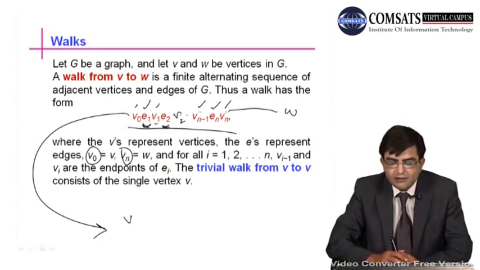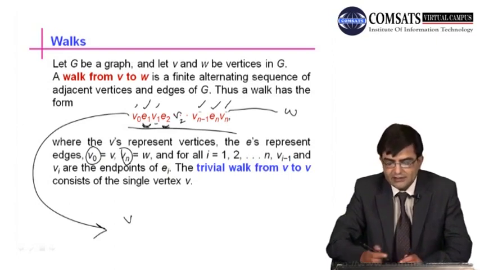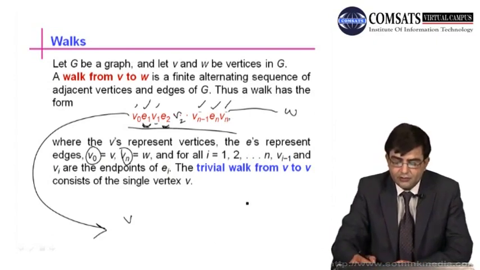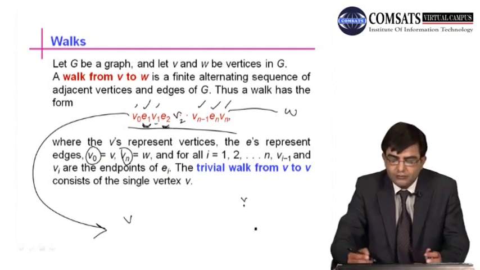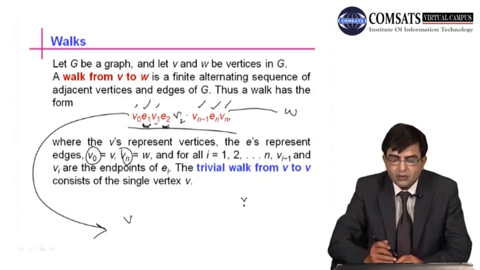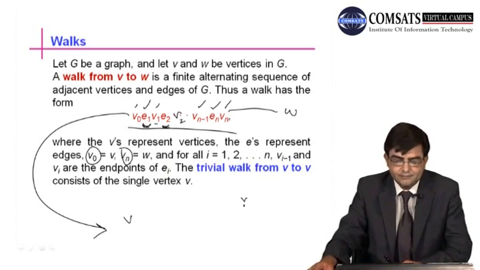The trivial walk from V to V consists of a single vertex V. That is, if you have an isolated vertex in a graph or some other vertex which is not isolated, then this is a vertex V, and from V to V we do not move here. A walk from V to V, that is standing still, is basically called a trivial walk from V to V, which consists of a single vertex.